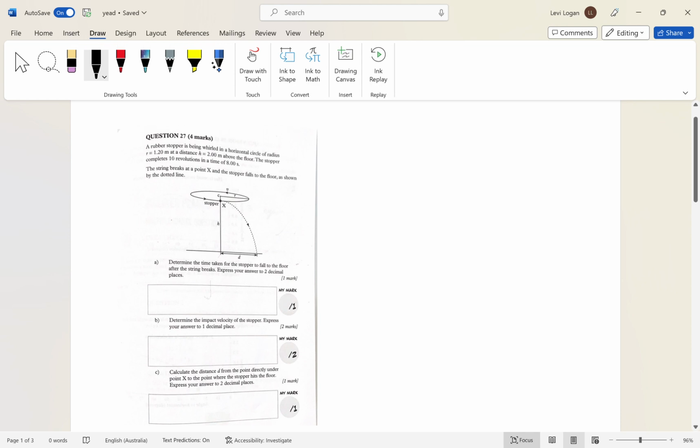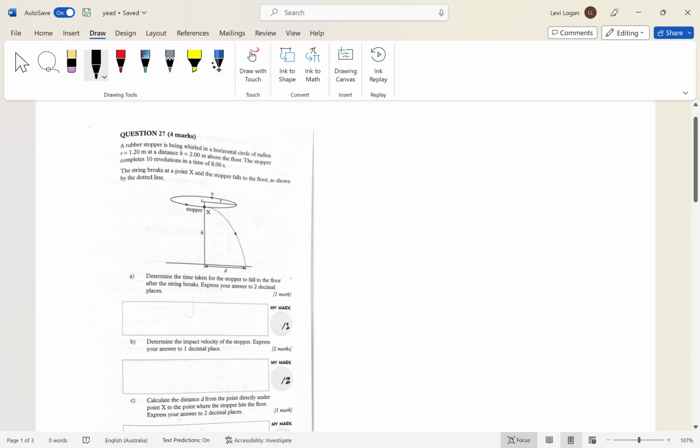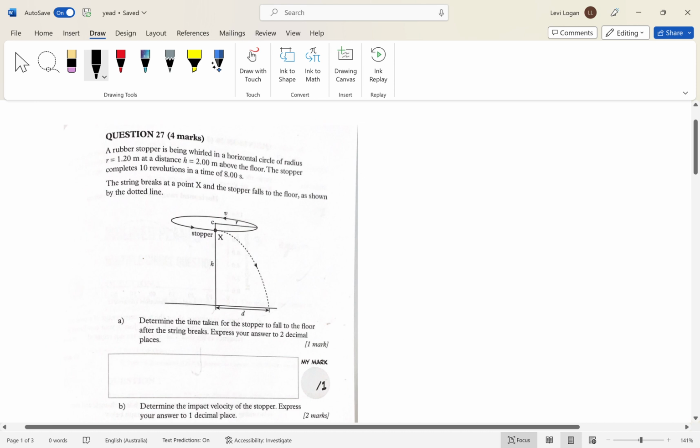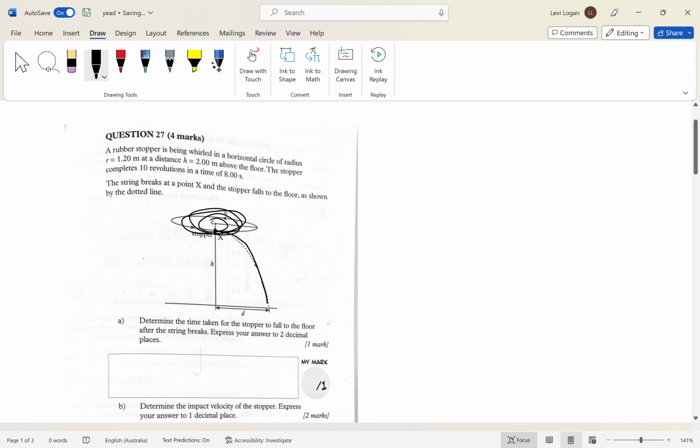So this is question 27. A rubber stopper is being swung in a horizontal circle with a radius of 1.2 meters, at a height h of 2 meters above the floor. The stopper completes 10 revolutions in a time of 8 seconds. The string breaks at the point X and the stopper falls to the ground as shown by the dotted line. So we have a ball that's going around like this, and it's getting cut here and then it's falling down like that. So that's what we have to picture.